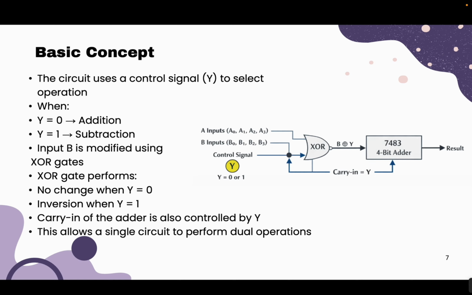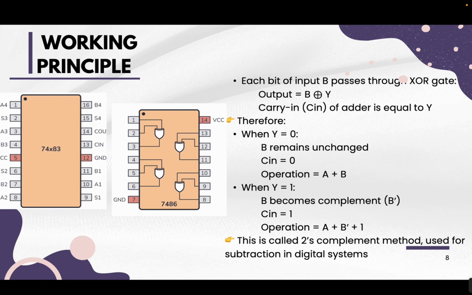The working principle. Now let's understand the working principle, the mathematics behind why this actually works. The XOR gate computes output equal to B XOR Y, and the carry in of the adder is always equal to Y. Let's take case 1, when Y equals 0, it's called addition. B XOR 0 equals B, so B is unchanged, carry in is 0. Therefore, the circuit simply computes A plus B.